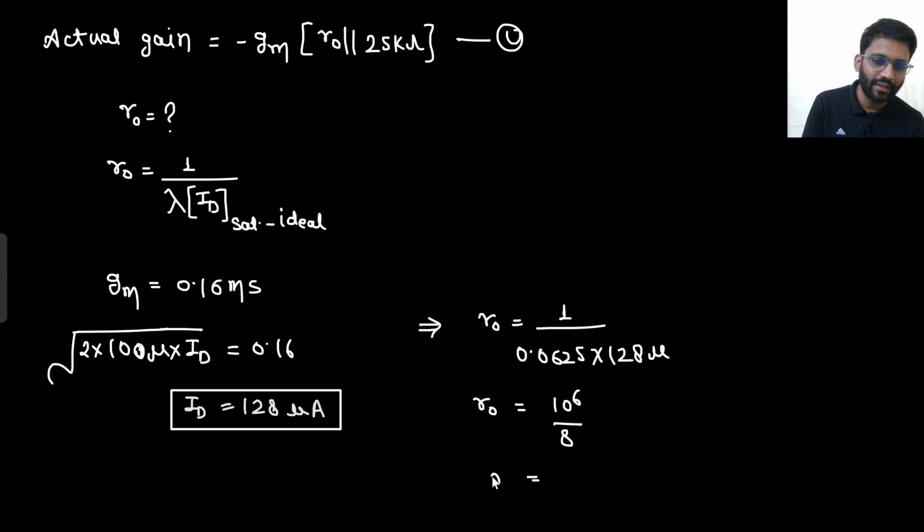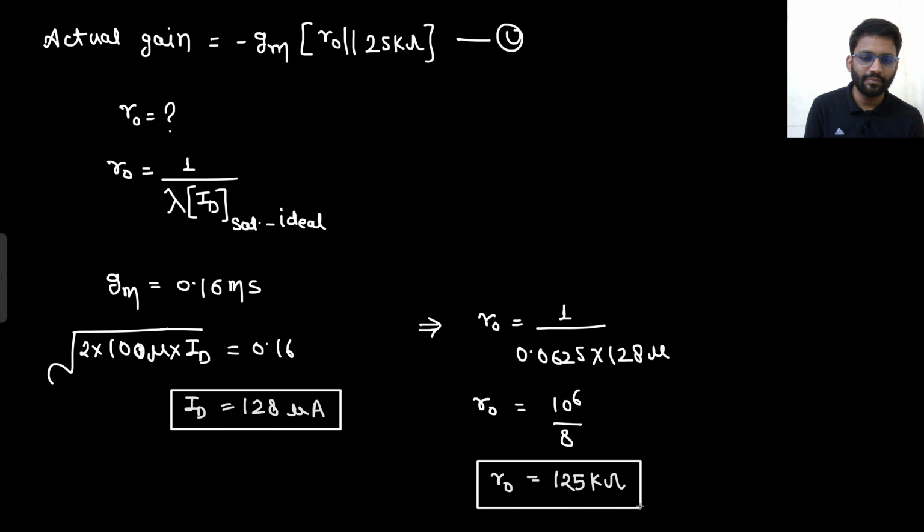If I need to write it in kilo, so what I need to do? 1000 by 8, right? That would be 125 kilo. My R naught would be 125 kilo. Right? So this is what I needed to calculate.